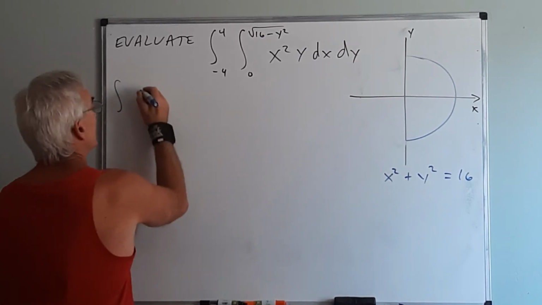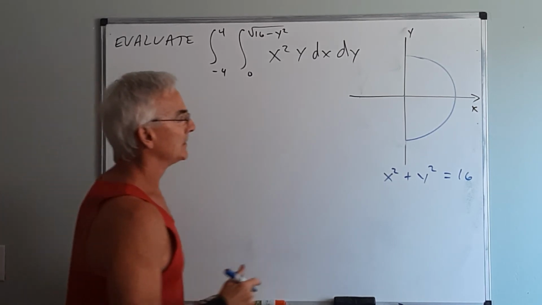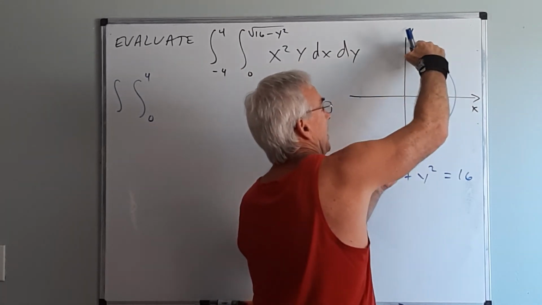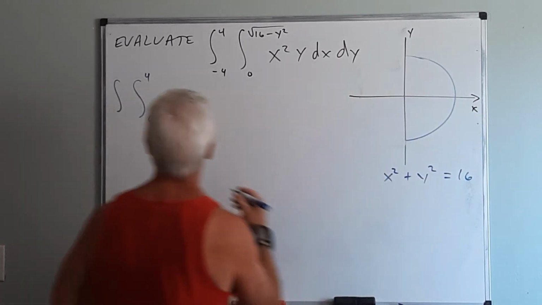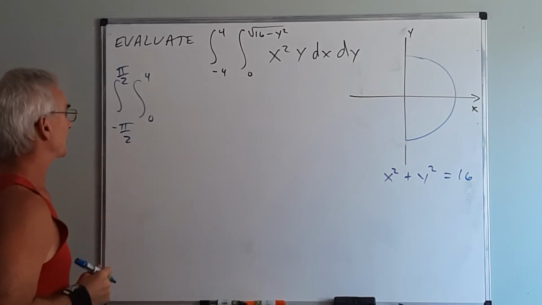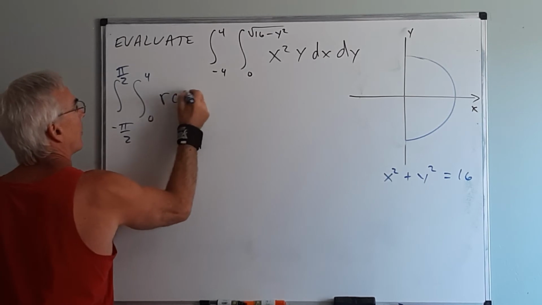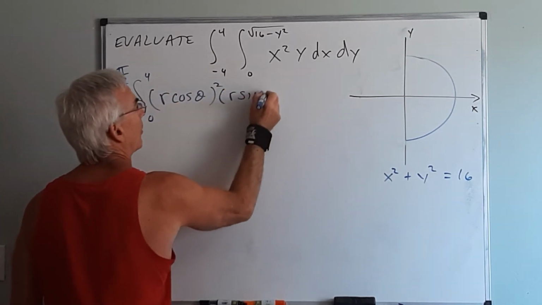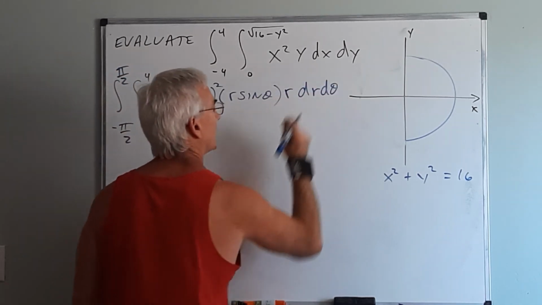We would get, certainly for the r, 0 to 4. Now for the theta, I need one continuous interval for theta. Well, if that's 0 to 2 pi, then we should use pi over 2. We should use negative pi over 2 to pi over 2. That would express the right side. Now I will replace x with r cos theta, and then squared. I'll replace y with r sine theta, and then we throw in our r dr d theta.